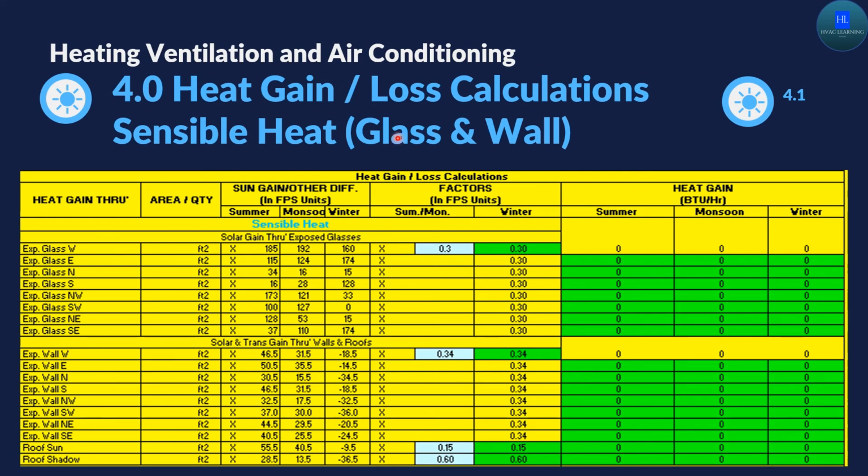Now this is the fourth section where we have to capture the details on the heat gain or loss calculation. This is basically the sensible heat, glass and the wall. So this is the 4.1 section. It has two sections I have bifurcated into, and once you come to know about the heat gain or loss due to the glass based upon the directions, after that we have to consider the wall as well, and the roof, whether it's on the sunny side or it's on the shadow.